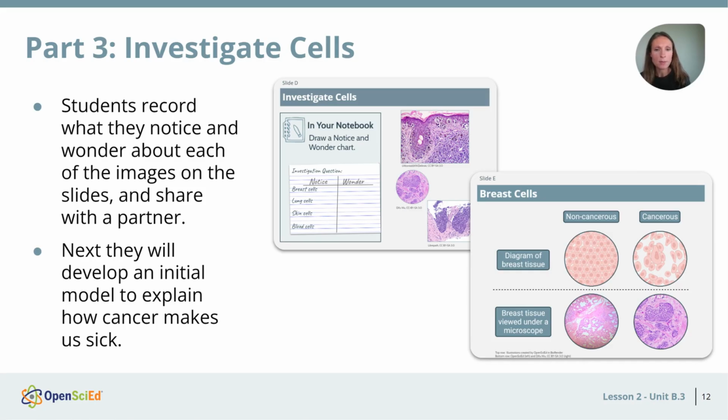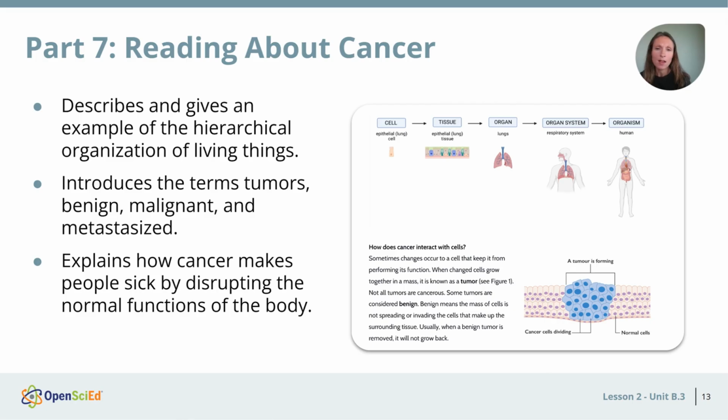They just need to be able to identify some patterns that will help them explain the difference between non-cancer and cancer cells. We also want them to start thinking about how cancer makes people sick, so we ask them to develop an initial model to explain their thinking. On day 2 of this lesson, students read about cancer.